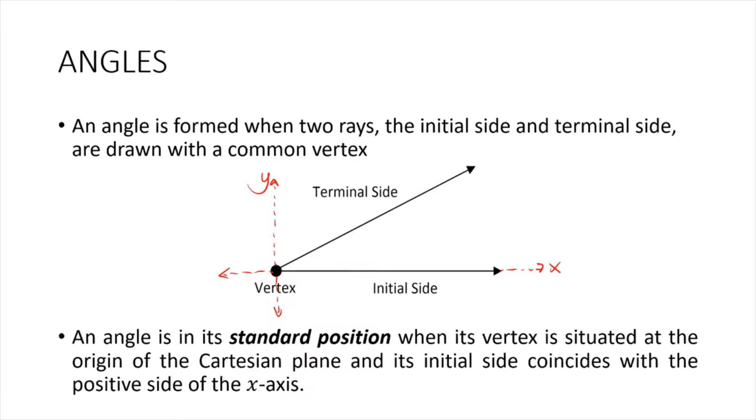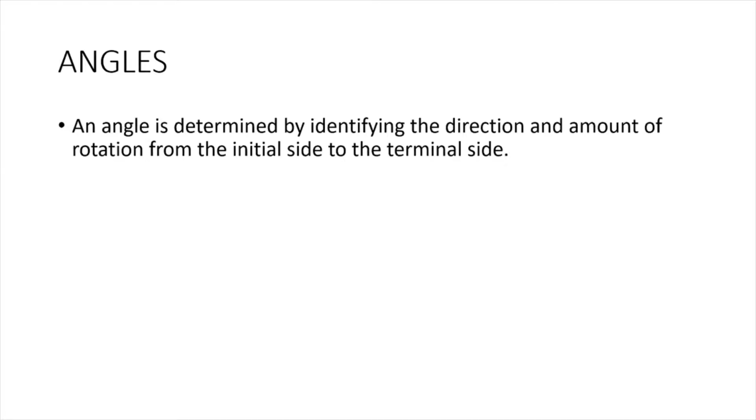Now, I mentioned the counterclockwise rotation and the clockwise rotation. This is important because it affects how the angle is measured. It depends on two things. Number one is the direction, and number two is the amount of rotation. The direction will tell us the sign, either a positive angle or a negative angle. The amount of rotation will tell us how many degrees or how many radians the angle is.